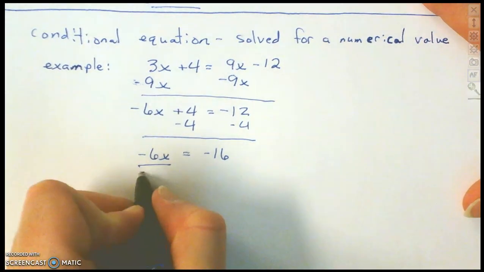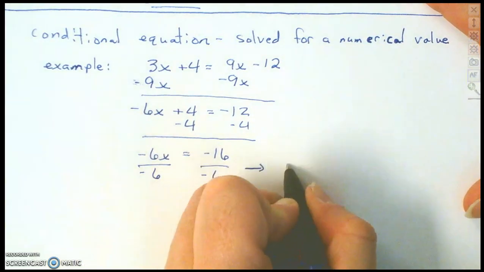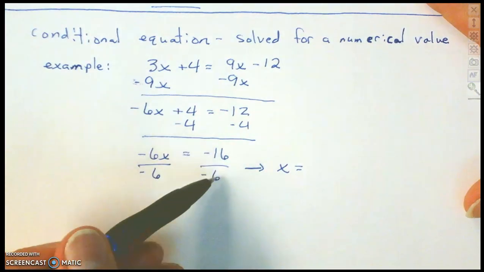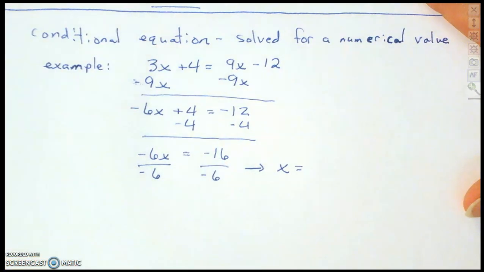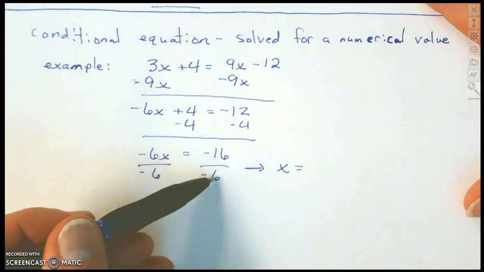Next step, we divide by a negative 6, and we need to reduce. So the left-hand side is now x by itself. And we want to try to reduce this down as much as we can. Negative and negative here is going to make it positive. Negative 16 divided by negative 6.